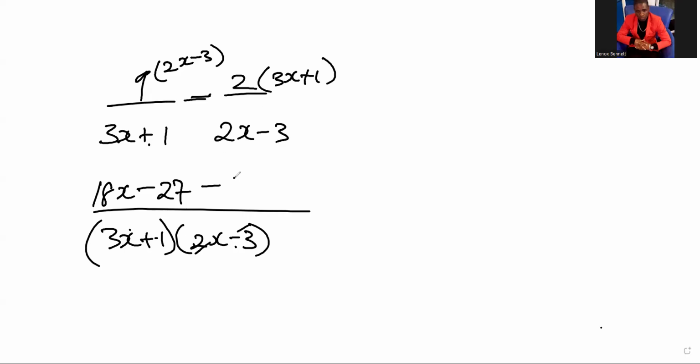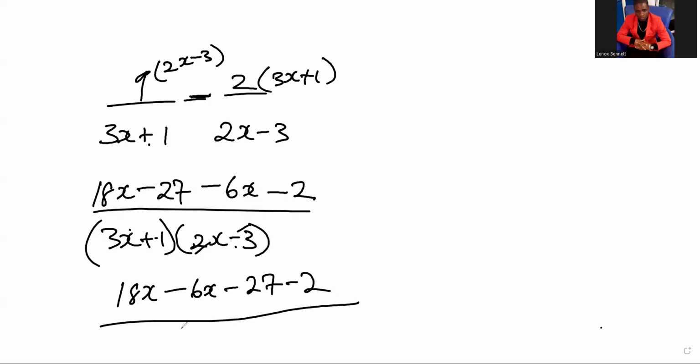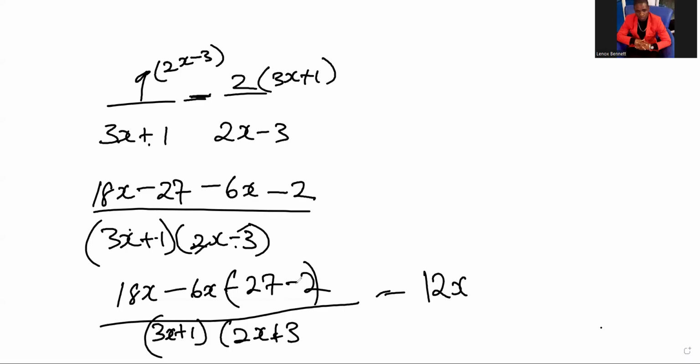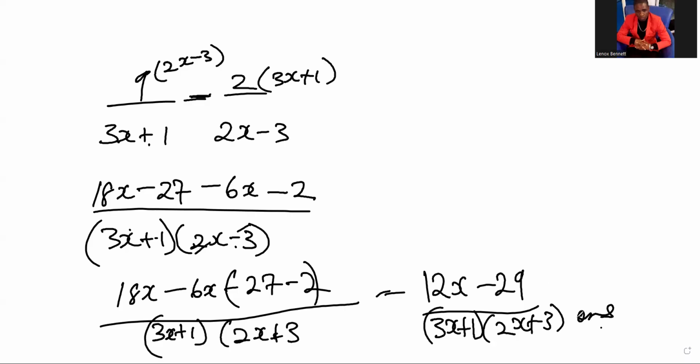Negative 2 times 3, that's minus 6x. Negative 2 times 1, minus 2. So grouping, 18x minus 6x minus 27 minus 2 over 3x plus 1 and 2x plus 3. 18 take away 6, that's 12, positive, right? Both are negative with this, so we add them and keep the negative. And of course, we have 3x plus 1 and 2x plus 3. And that's our answer.